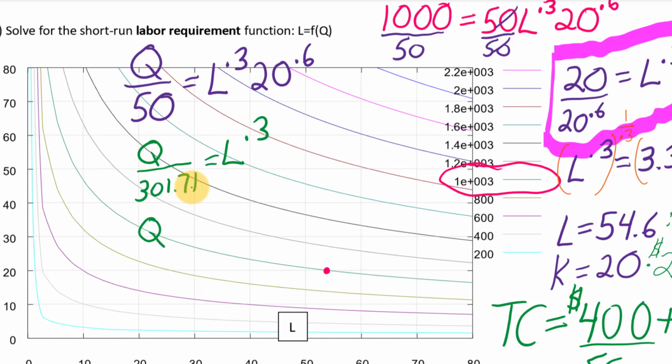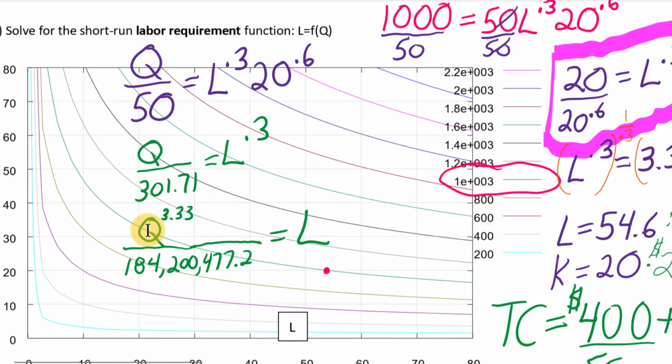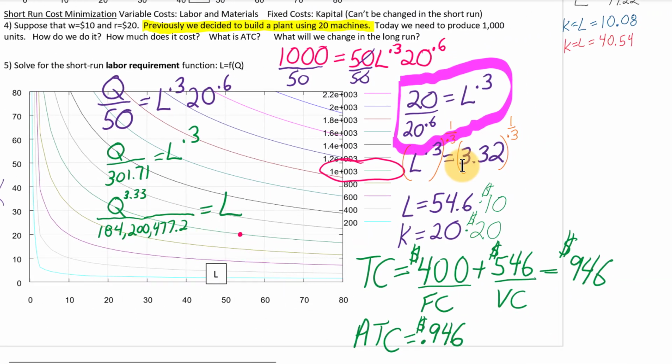And so we know we're going to have Q to the 1 over 0.3, which is 3.33333. And then in the denominator, we're going to have 301.71 raised to the 3.33333, which is going to give us about 184,200,477.2. And again, there's some rounding error in what we're doing here. And then that's going to equal L. So if we plug in 1,000 for Q in this function, it should give us the same 54.6 here for the number of workers we need, and of course we're still going to have 20 machines.